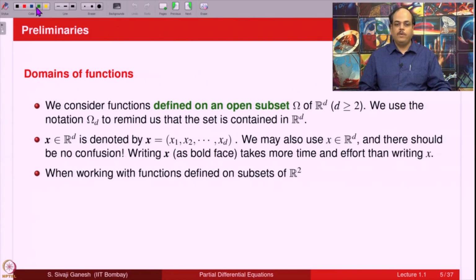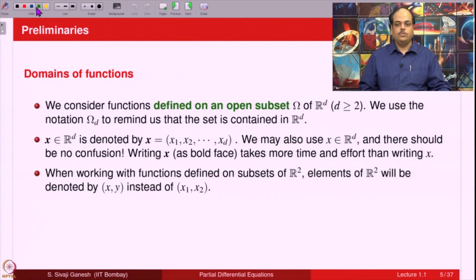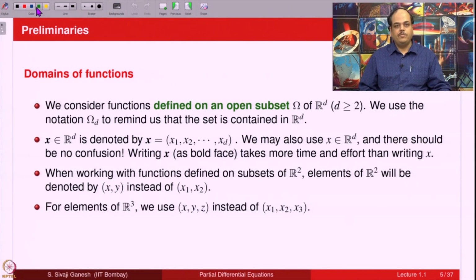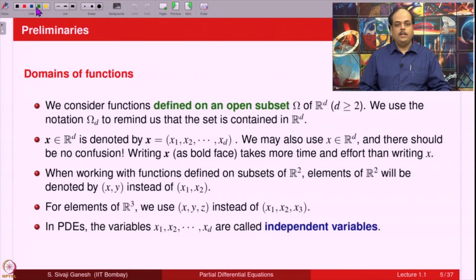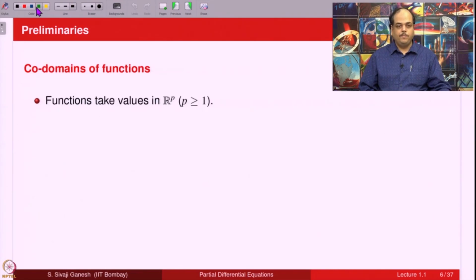So, when working with functions defined on a subset of R^2, elements of R^2 will be denoted by (x, y). That is the standard practice, and we will not use x1, x2; we stick to the standard notation (x, y). Similarly, when we are working with functions defined on R^3, we use the notation (x, y, z) instead of x1, x2, x3. And in the context of PDEs, the variables x1, x2, ..., xd are called independent variables.